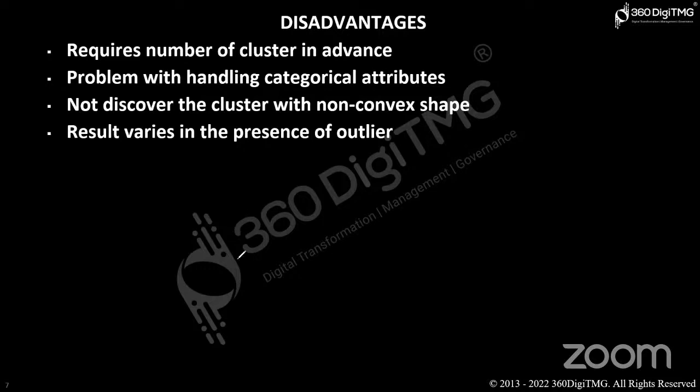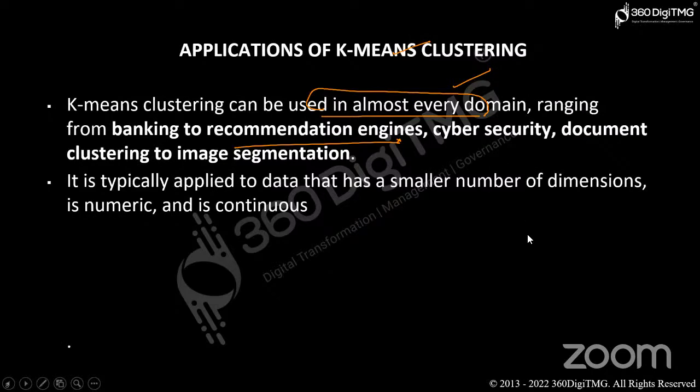The output gets changed in time. So it requires the number of clusters in advance. You have to define the k value. Handling categorical attributes is also a problem. It does not discover clusters with non-convex shape, a big issue, and the result varies in the presence of outliers. So these are some disadvantages that are associated with k-means clustering.